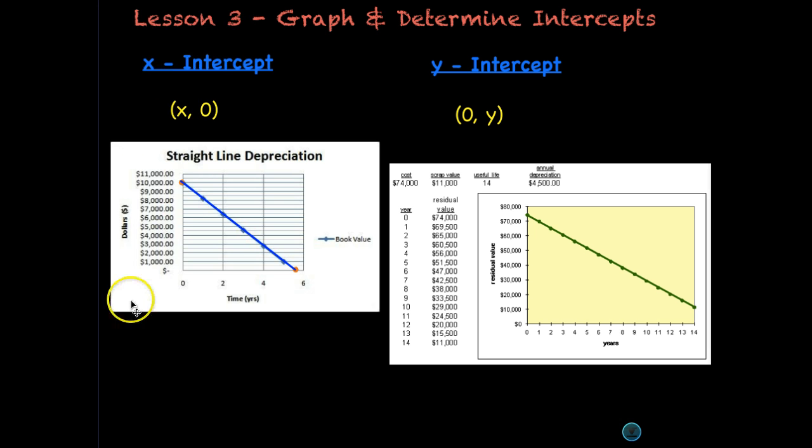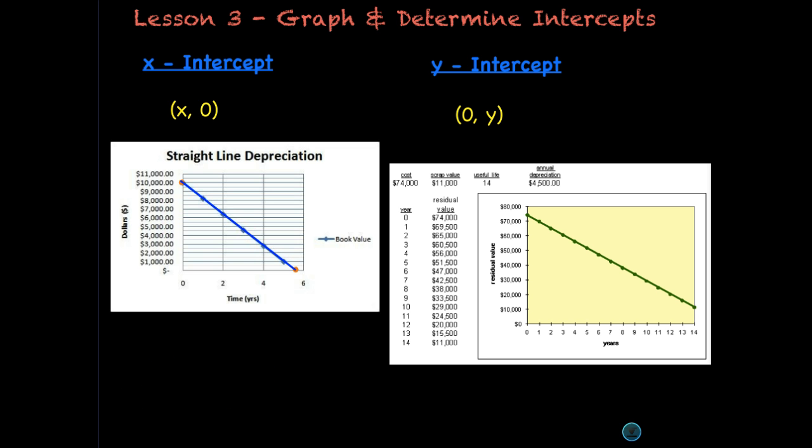So here we have straight line depreciation. You can tell because our line is straight, it's not curved. We decrease by a set amount each year. So let's think about our x-intercept right here. What is the value of this x-intercept?